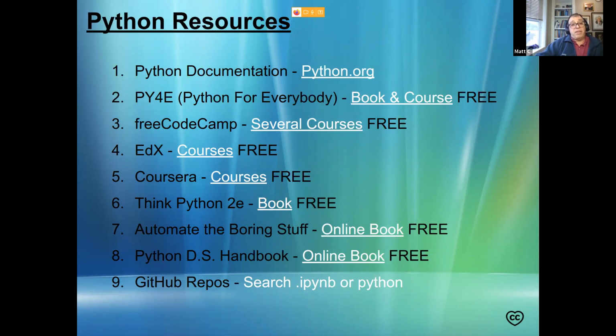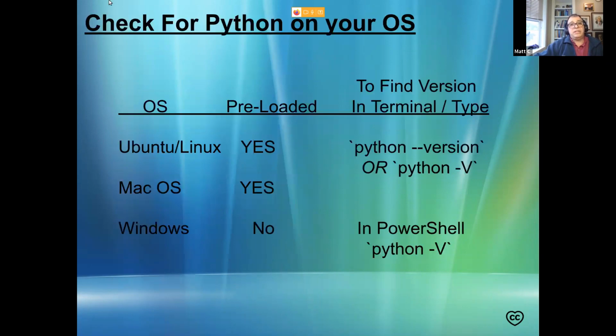Other books that are out there are Think Python. Allen Downey is a professor. I think he's in Massachusetts, at Olin College. There are some great beginner books, Automate the Boring Stuff, Python Data Science. And then I also suggest for people to go to GitHub and look for different repos and search IPython Notebook or IPYNB or Python and see what other repos are out there and see what people are doing. So that's one thing I usually suggest.